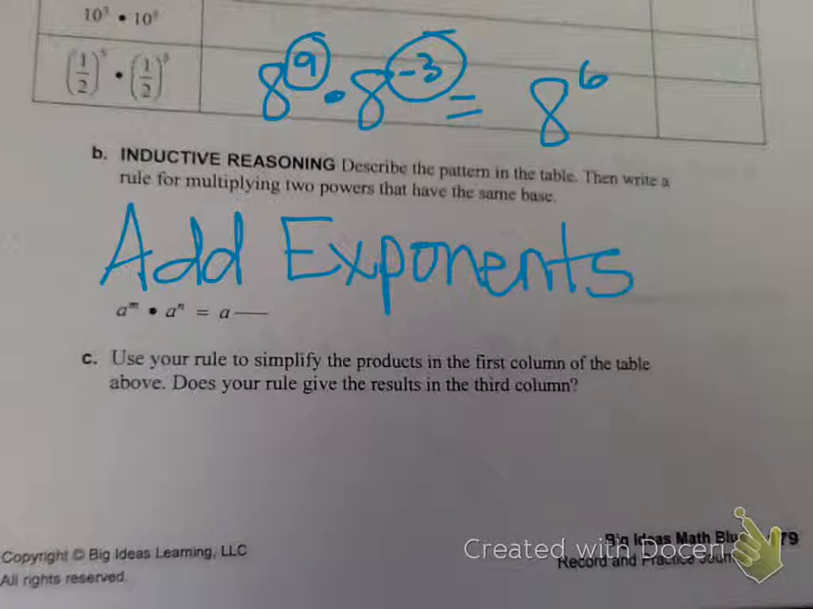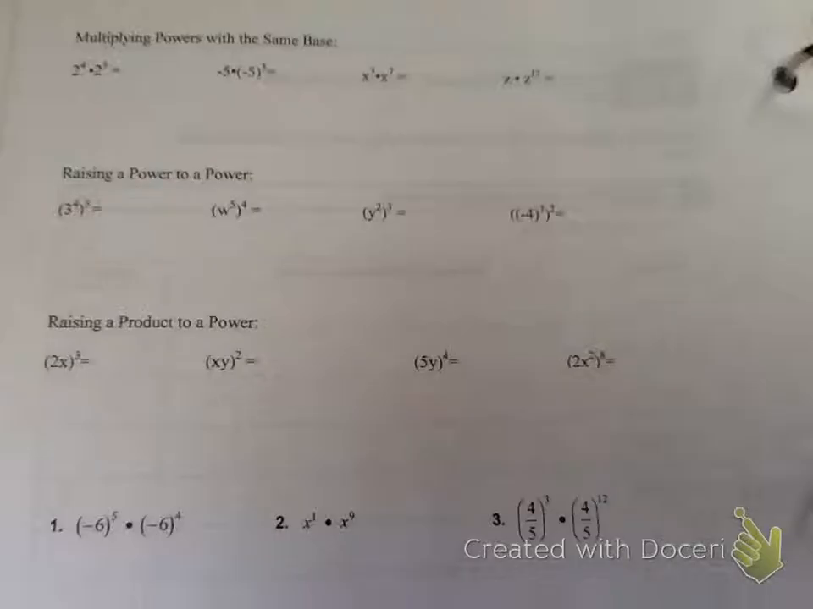Now, that only works if the bases are the same. In every example that we did, I hope you noticed that the bases were the same. So we add the exponents if the bases are the same, and it works with positive or negative exponents. Okay? Now a to the m times a to the n, to find our answer, we just do m plus n.